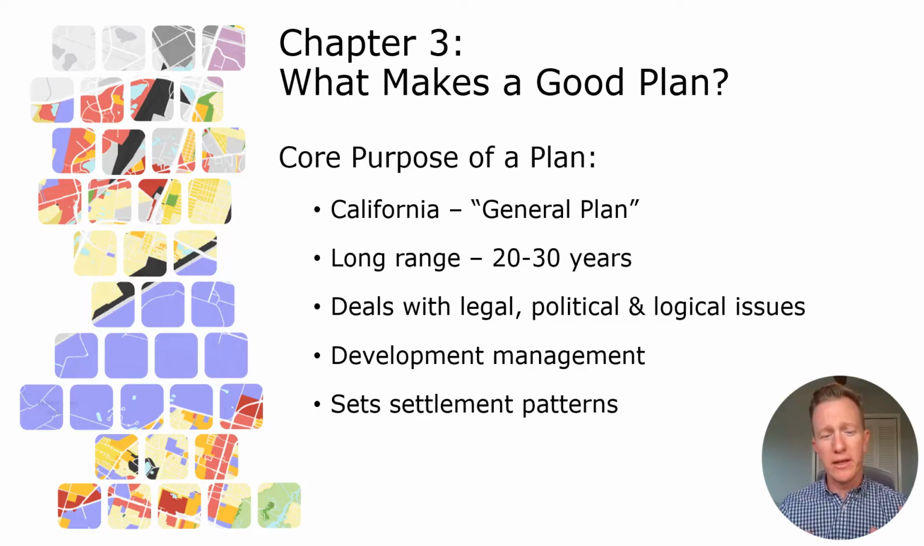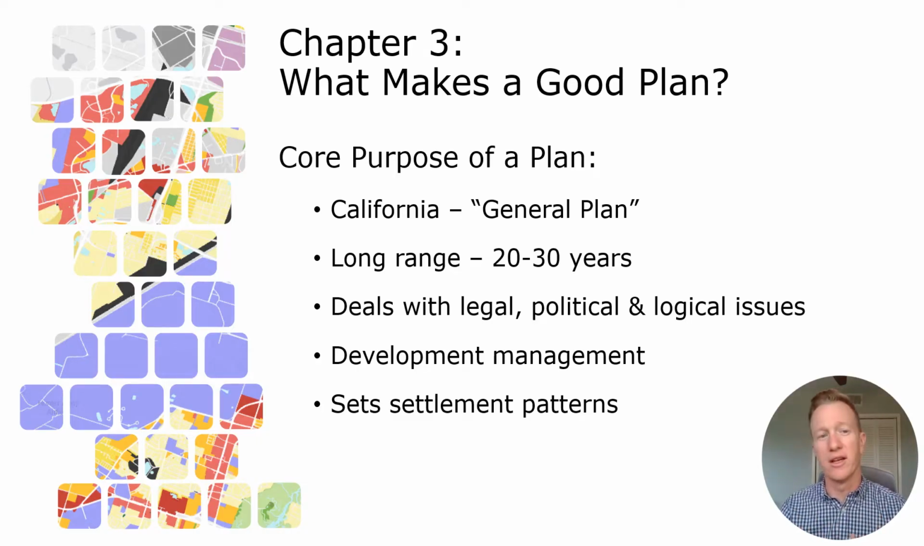A general plan, as the author suggests, and as the state of California would say, is a document that's looking 20 to 30 years out. Now, it's important to note that per the general plan guidelines that the Office of Planning and Research puts out, it should be updated approximately every 10 years. But that end state that you're looking forward to in the general plan is about 20 or 30 years out.